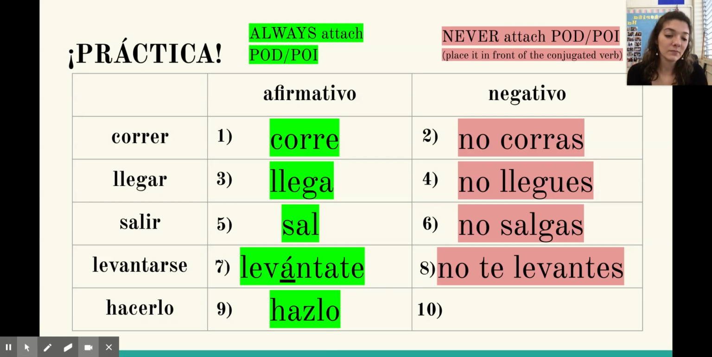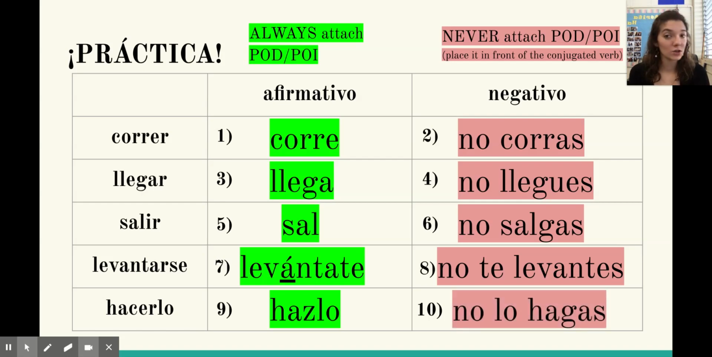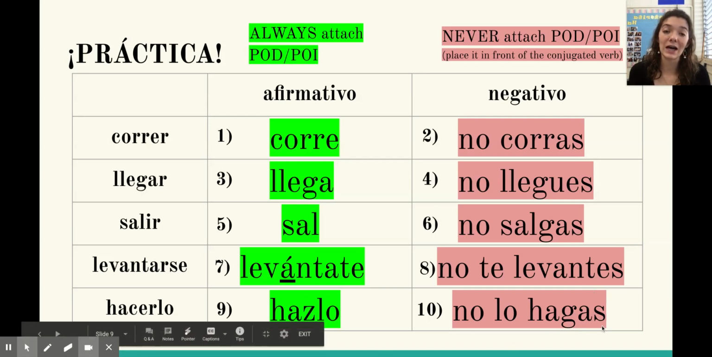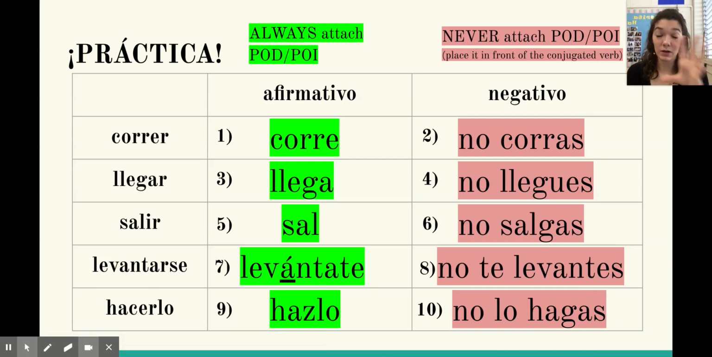Hazlo, do it. Versus the negative, we do not attach. We're not going to attach. Take the O, drop the O, opposite vowel, add an S. No lo hagas. Don't do it. No lo hagas. I'm talking to you, informal. And that's it, gang. Make sure you put the lo, the POD, before the conjugated verb. Take the O, drop the O, opposite vowel, add an S, hagas. Be careful, though, because hacer in the O form is hago, right? We got to keep the G there.